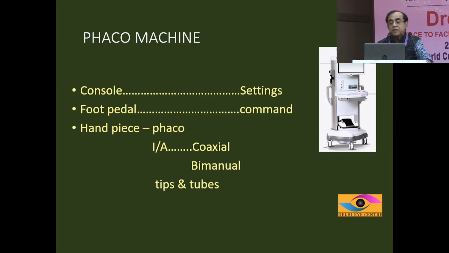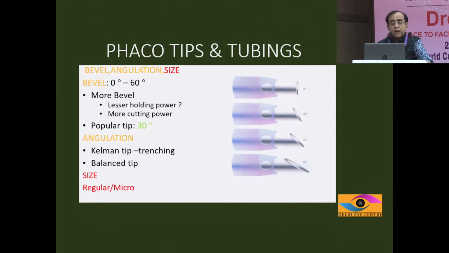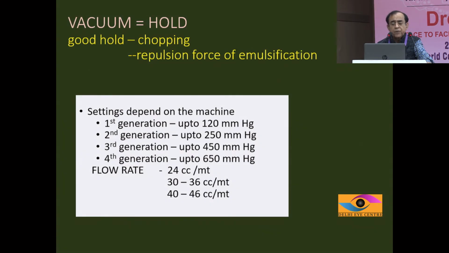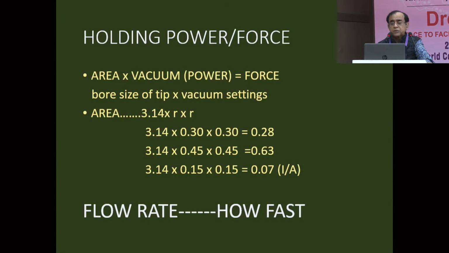Now we know that these are the things which are there in the machine, and these are the tips which are available. Now mostly we use a 30-degree tip, and settings will depend upon the type of the machine. Very important thing is the holding power of the nucleus depends upon the bore size of the tip. That means the force is power into the area. So when you use a smaller bore tip and a larger bore tip, actually holding power may increase by 3 times. So whenever you are in a tough case scenario, hard cataract, you need to have a bigger bore. So that remains the basic.